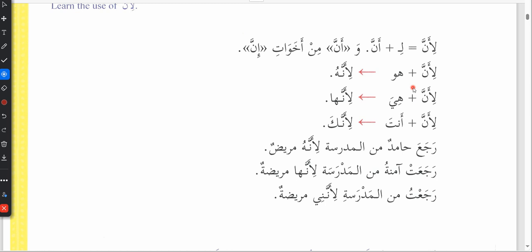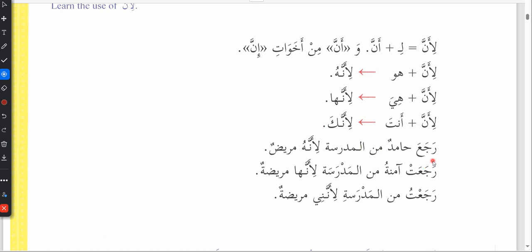Li anna is added with huwa as li annahu. As I told you, this is a particle and it attaches with the first category pronouns, that is the li annahu, li annaha, li annaka, li annaki, all these pronouns. So there are some examples here.